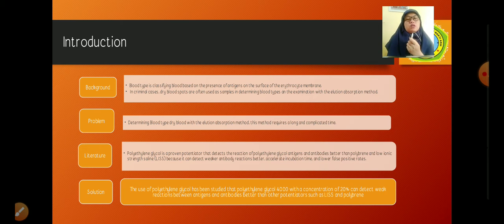As a solution to the problem, the use of polyethylene glycol has been studied: polyethylene glycol 1000 with a concentration of 30% can detect weak reactions between antigens and antibodies better than other potentiators such as LISS and polybrene.